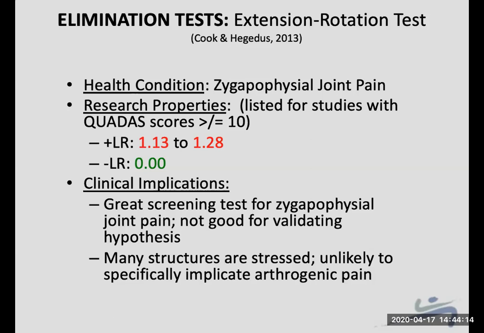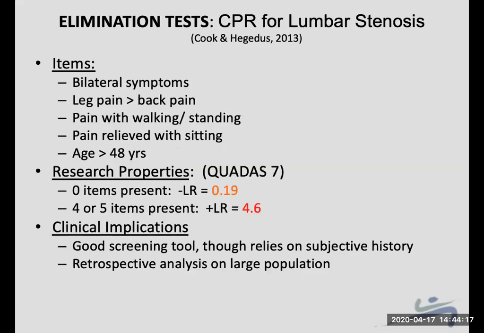All right. And screening for lumbar stenosis, our clinical prediction rules here. So if there's 4 or 5 items present of these, so bilateral symptoms, leg pain is worse than back pain, pain with walking and standing, pain relieved with sitting, age greater than 48 years. If 4 or 5 of those are present, we've got a somewhat helpful confirmation there, but the utility in this lies better with having 0 items present. So if none of these items are present, we can be more confident that a patient doesn't have spinal stenosis.